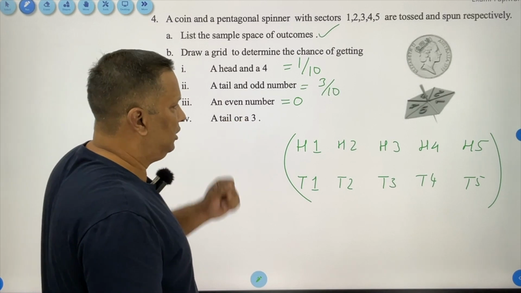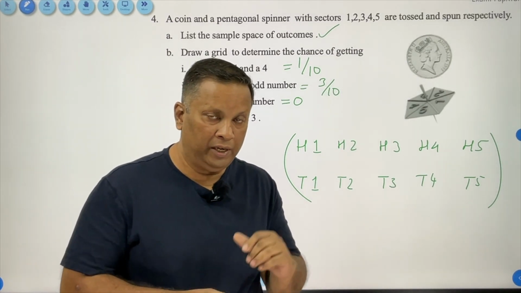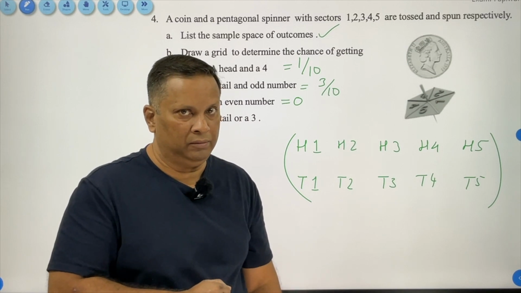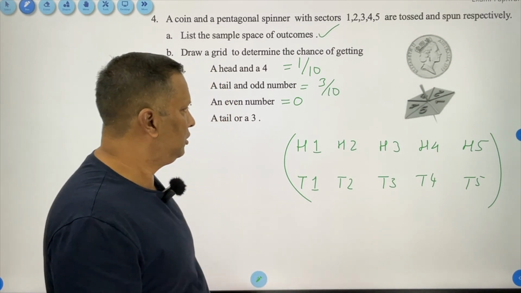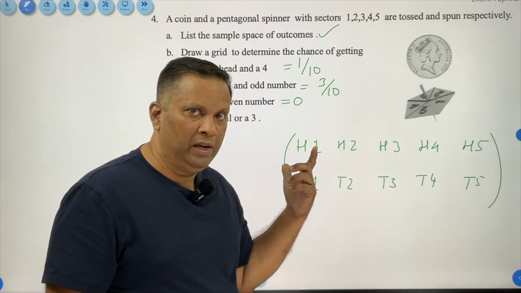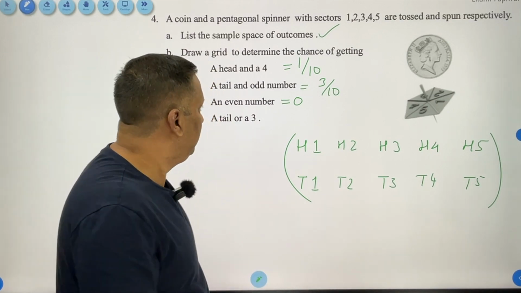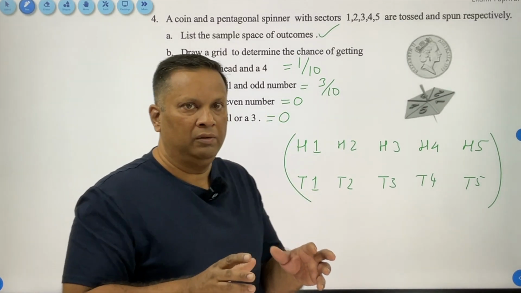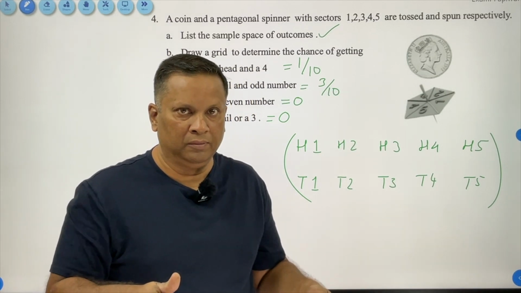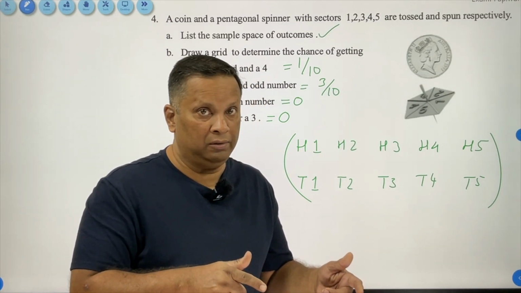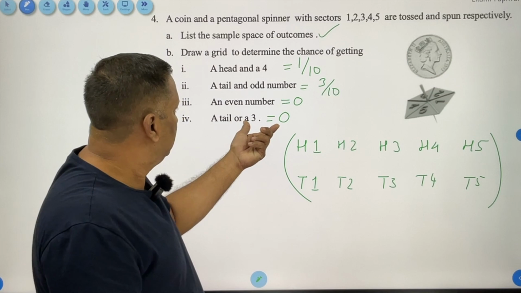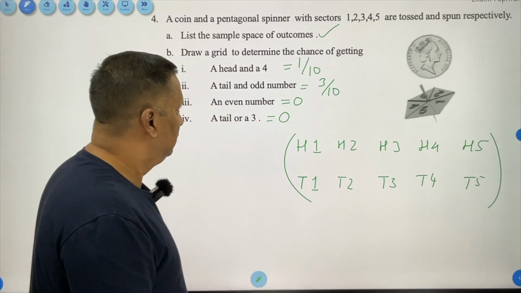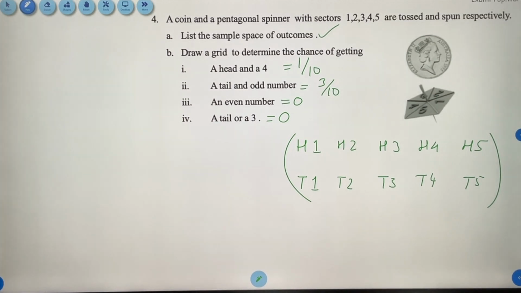A tail or a 3. Can you get only tail when you are doing this? Tail and a 3, yes, it was 1. But he is saying tail or a 3. But we are doing 2 events, so that probability is also 0. It is not possible that you get only tail when you toss a coin and spin a spinner. You will get a number and head or tail, right? So this is also 0. I hope you understood. Pause, write it.